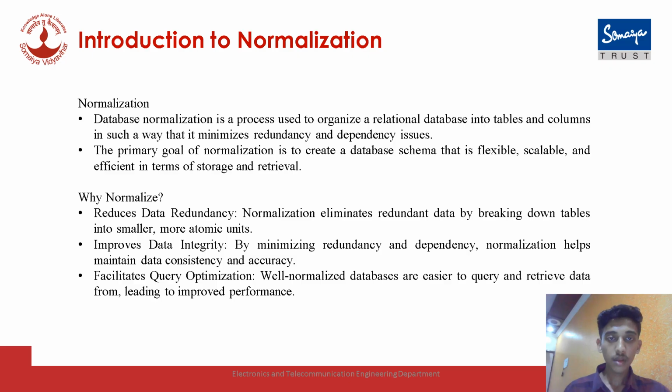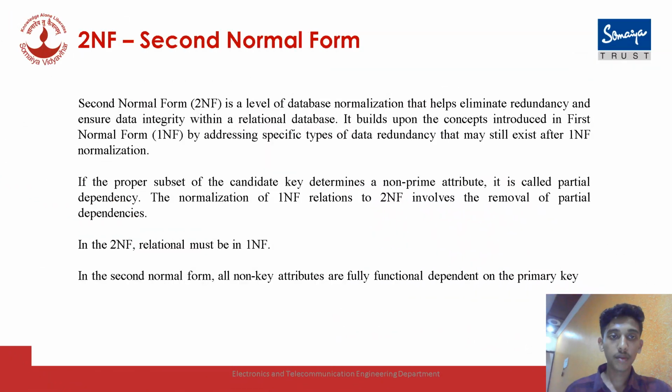So what is second normal form? In the normalization procedure there are three types: 1NF, 2NF, 3NF. 2NF is the second normal form. It is the level of database normalization that helps to eliminate redundancy and ensure data integrity within a relational database. It builds upon the concept of the first normal form, that is, it is linked to the first normal form, and we have made the second normal form.